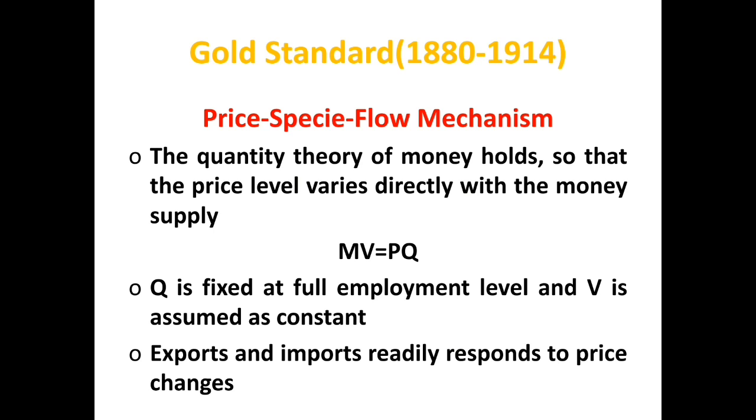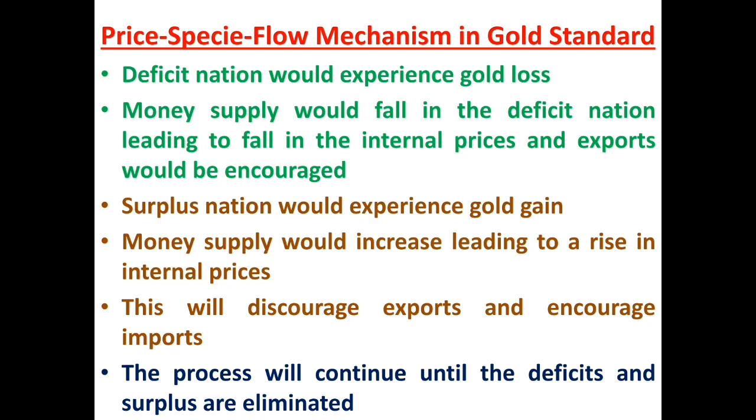We know that the quantity theory of money states that MV is equal to PQ, in which it is assumed that the price level varies directly with the money supply. V as well as Q is assumed to be constant. The mechanism basically takes place through the inflow or outflow of gold as well as its influence on the domestic price level. For example, a deficit nation would experience a gold loss, or an outflow of gold.